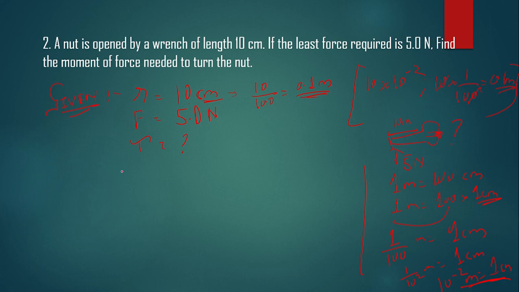Now we know torque is force into distance. Force is 5 Newton, so we consider 5 into distance, which is 0.1 meter. When you are multiplying, forget about the decimal, simply multiply. 5 ones are 5, then you put the decimal before it, since there is one decimal place. So it is 0.5 Newton meter, I'm sorry. Alright, we'll stop over here, we'll continue later.